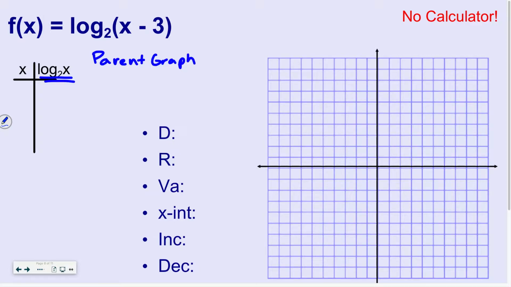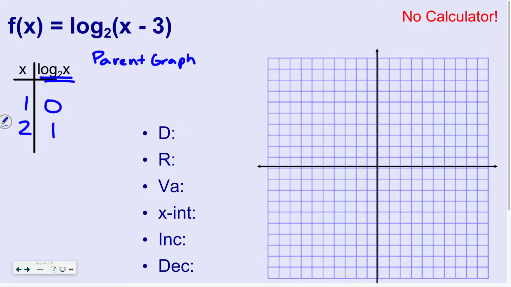Now, this is the same parent graph that we did before, and when I get to that parent graph, remember, I'm always going to choose the same 2 values for x. I'm going to choose 1, and I'm going to choose the base. So if the base changes, you'll pick a different number, but here I'm going to choose 1 and 2. 1 will always give me 0, and the base will always give me 1. That's the property of exponents that we talked about.